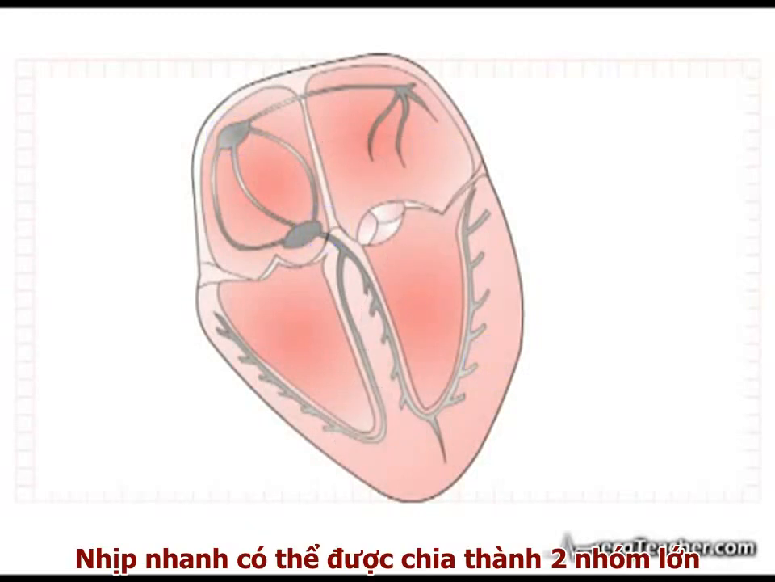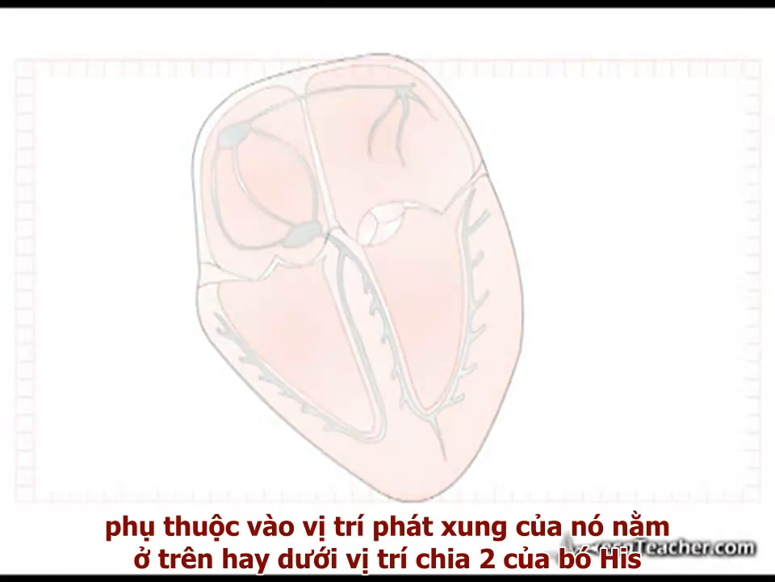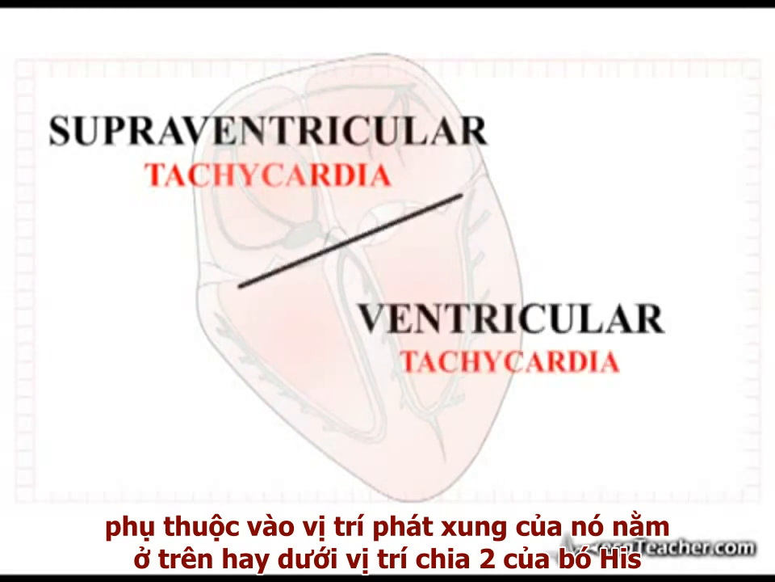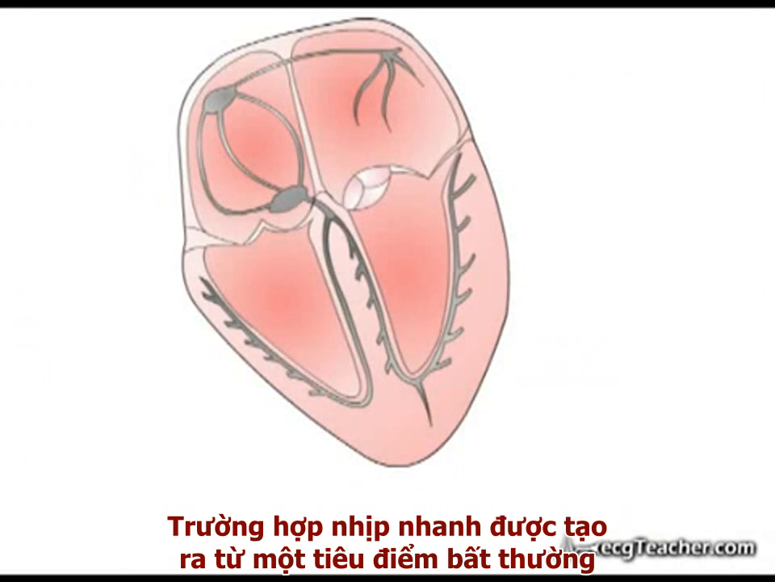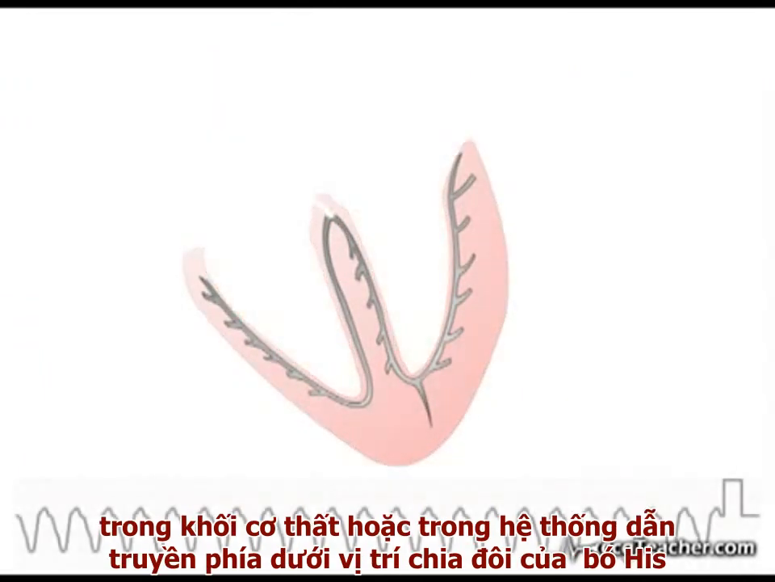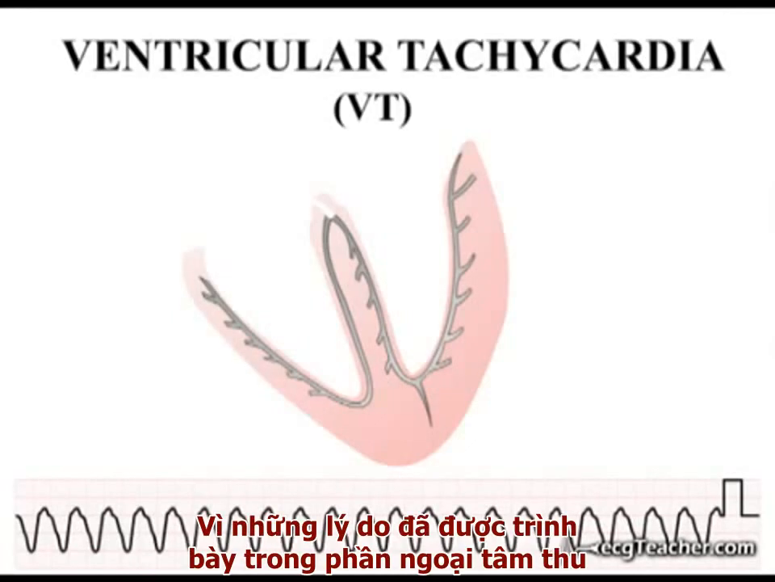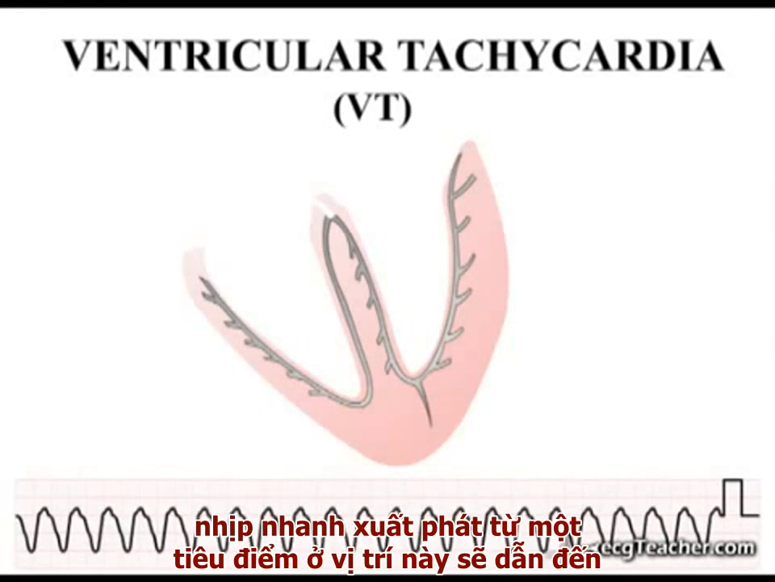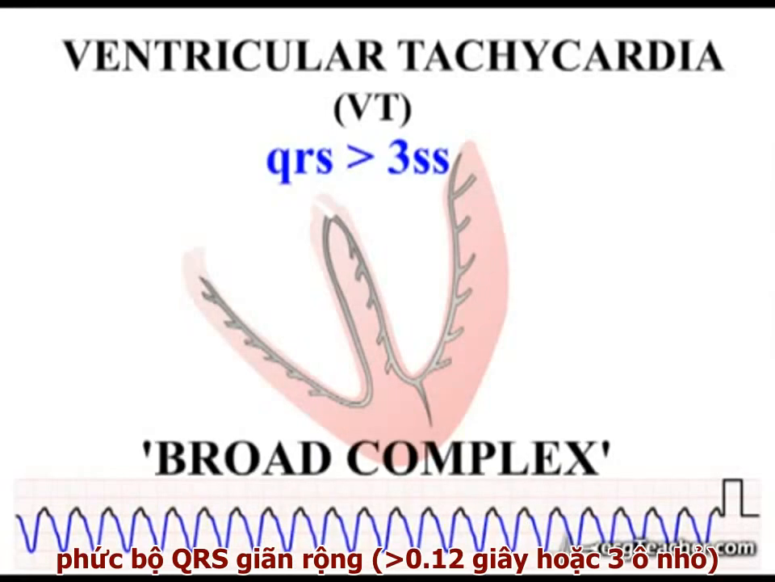Tachyarrhythmias may be divided into two major groups, depending on whether their focus of origin is situated above or below the bifurcation of the bundle of His. A tachycardia arising from an abnormal focus in the ventricular muscle mass or in the conducting system below the bifurcation of the bundle of His is termed a ventricular tachycardia. For the reasons outlined in the video on ectopic beats, tachyarrhythmias arising from a focus in this region are associated with broad QRS complexes.